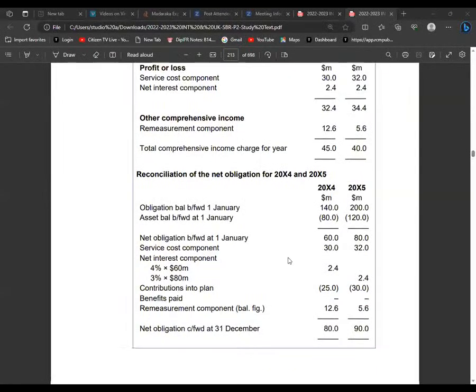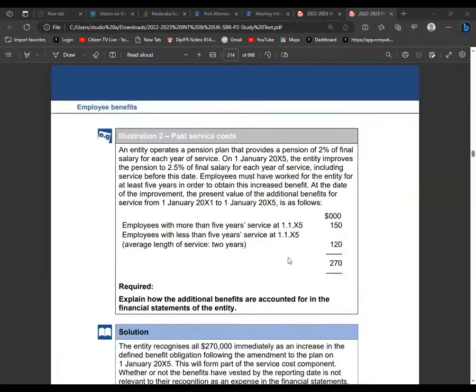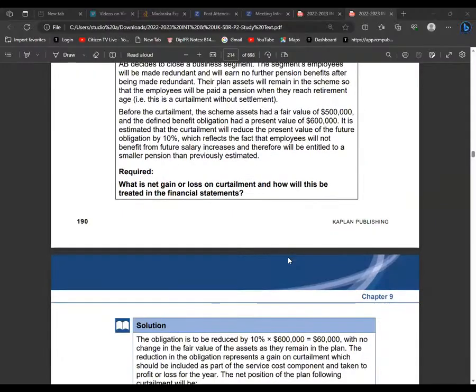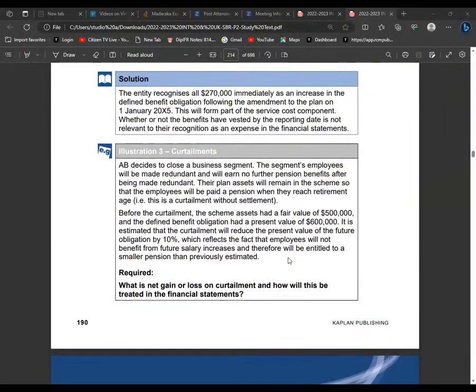Now, there is something small that I would want us to look at here. This concept of curtailments.